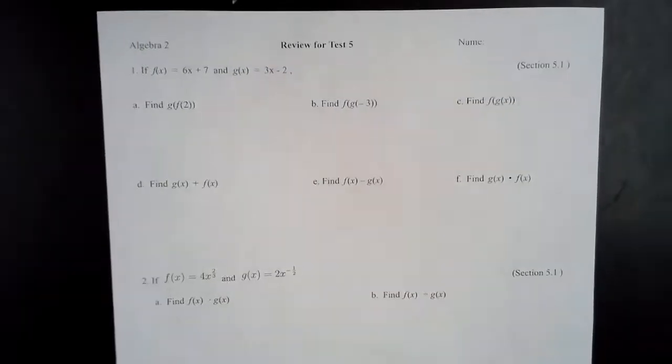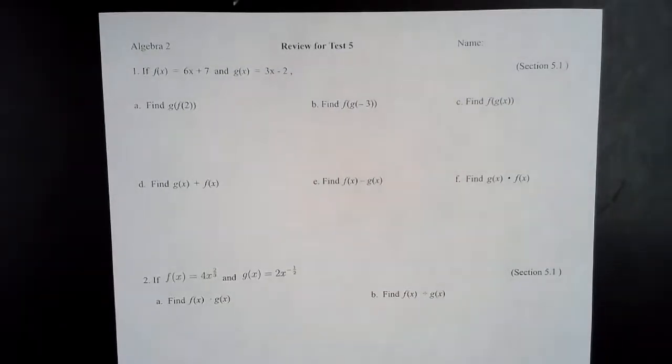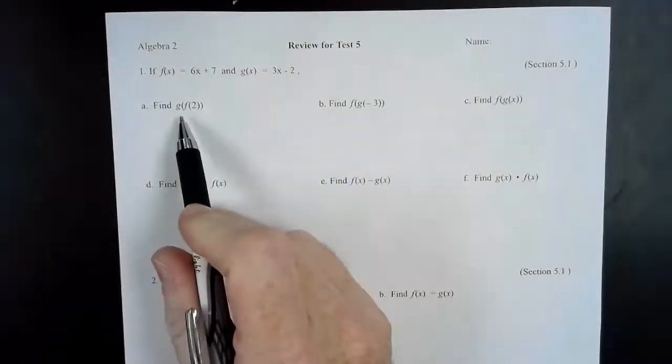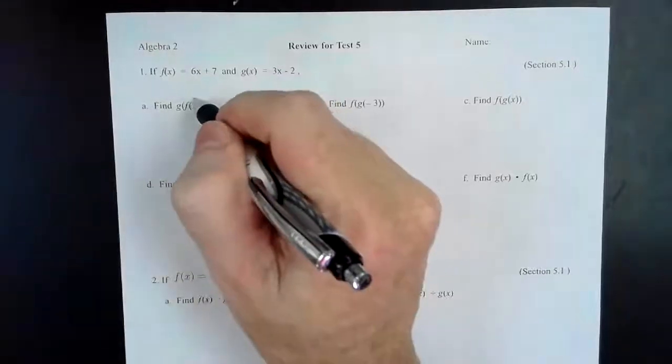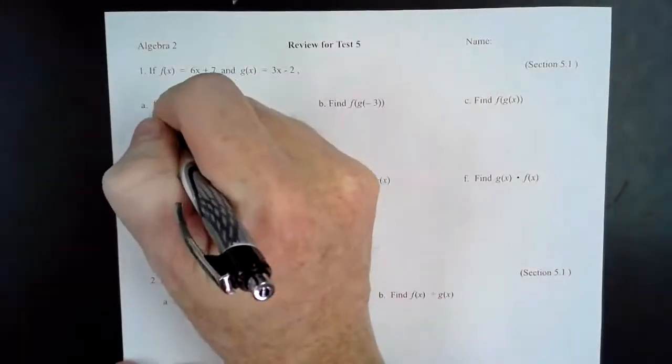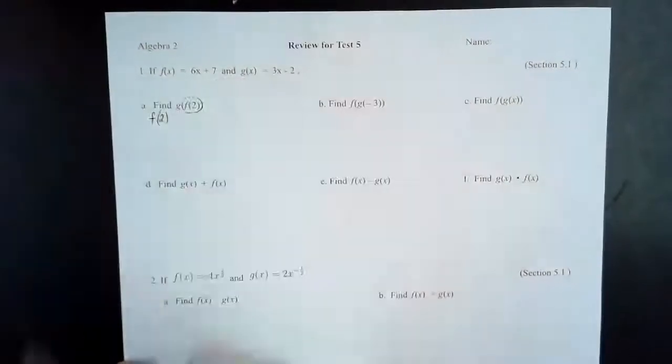Okay, this is the review for test 5, and we will get started here. At the beginning, you're going to just find an f of g of a number or g of f of a number. So in this case, we have g of f of 2. So we always start on the inside, f of 2.